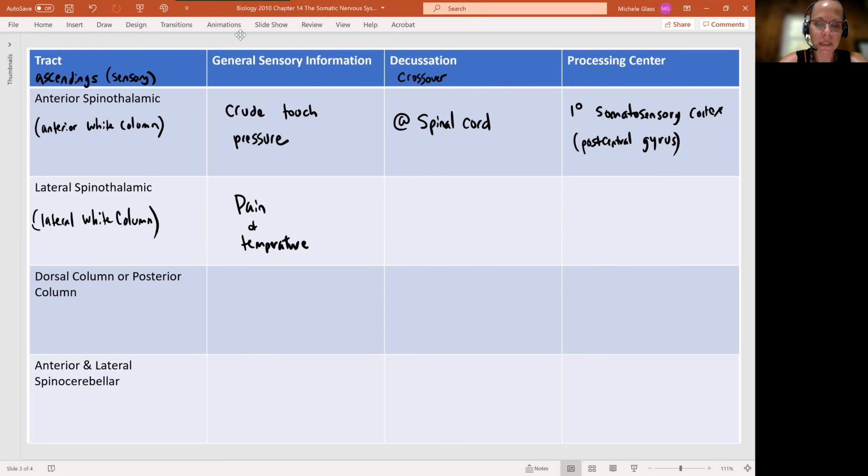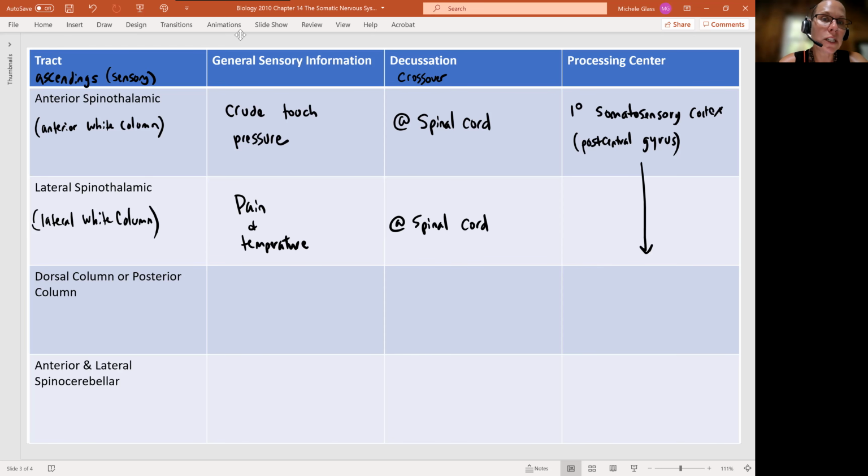We're going to see with the lateral spinothalamic that we also get crossover at the spinal cord level. So the differences here between these two pathways or tracks is that they're located in different places and they carry different kinds of sensory information. And we'll see the same thing here. So we'll still see processing is happening at the primary somatosensory cortex.